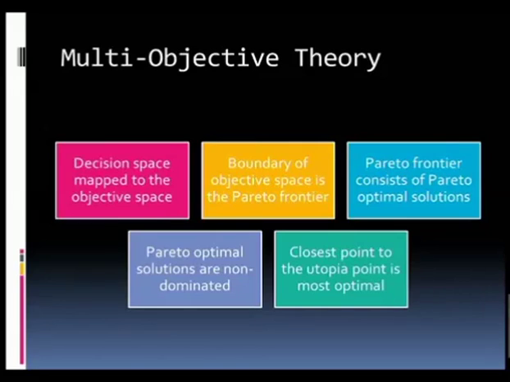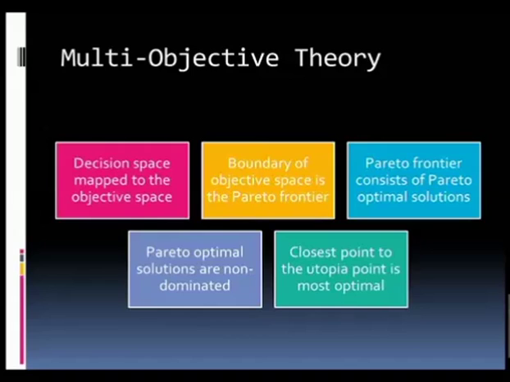So this is a little bit of multi-objective theory. I'm not sure if most of the group is aware of this theory and knows it. So the idea is that in normal optimization problems you have a decision space, and for every solution in the decision space you actually have an equivalent point in the objective space. So there's a mapping. So multi-objective theory is looking at the objective space, and what you want to do is find the boundary of the objective space, which is called the Pareto frontier.